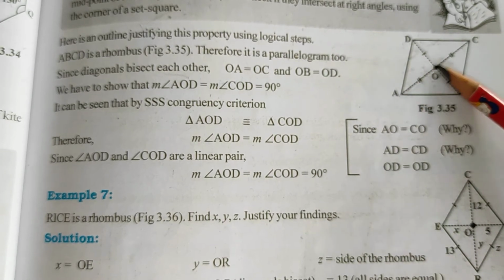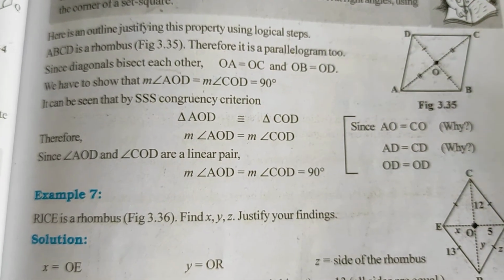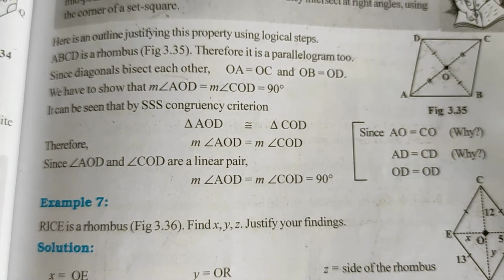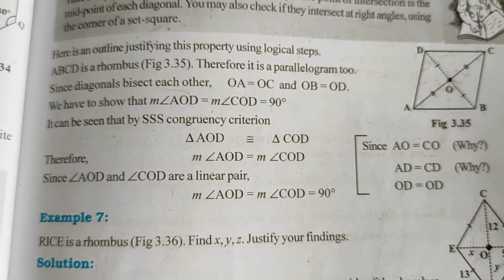So angle AOD and COD will be 90 degrees. I'll explain also on the green board. So let us start.